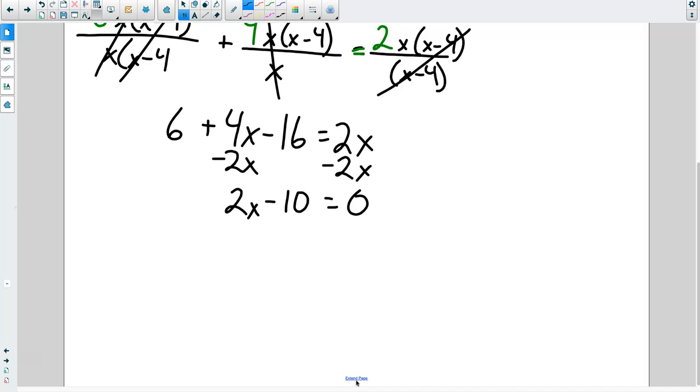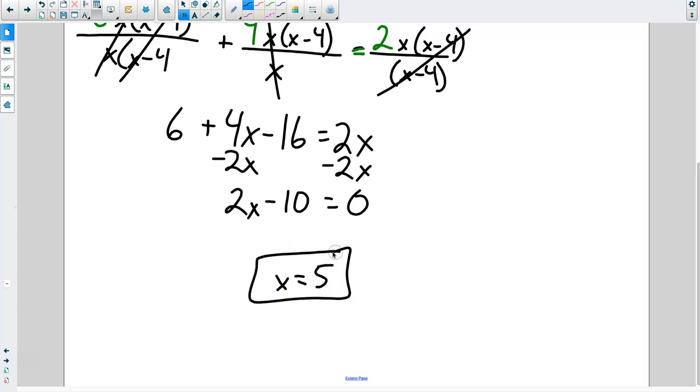Solve that. You don't need my help for that. Just get that answer. It doesn't matter how you do it. What do you get? Positive 5. Okay, so we get 5.